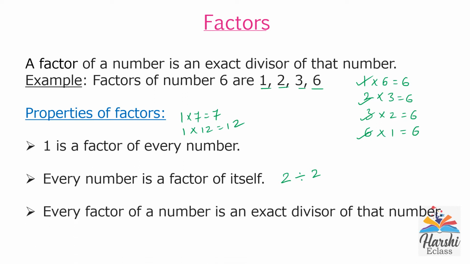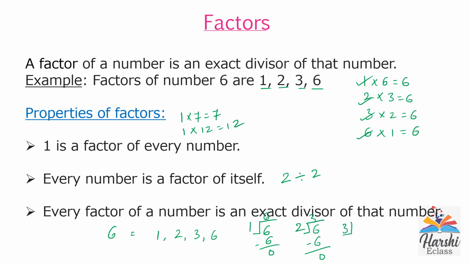Every factor of a number is an exact divisor of that number. At the starting, we discussed that the factors of number 6 are 1, 2, 3 and 6. We can divide 6 by number 1. 1 six is 6. And also by 2. 2 threes are 6.